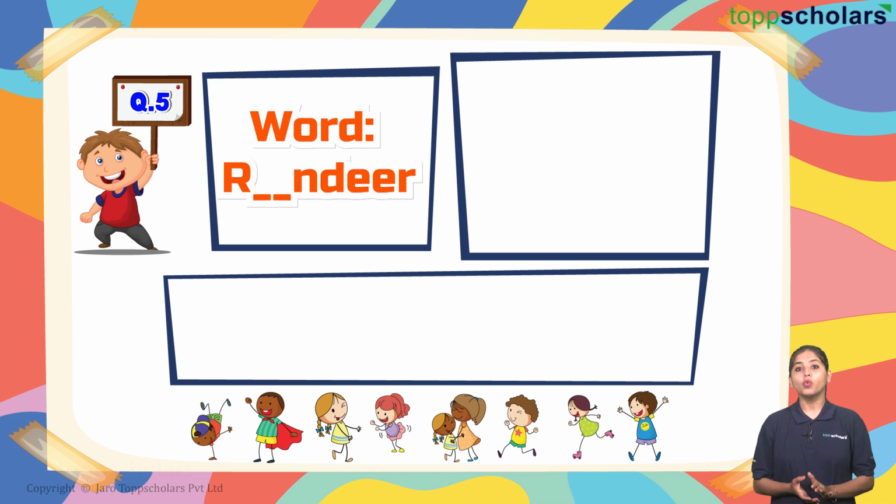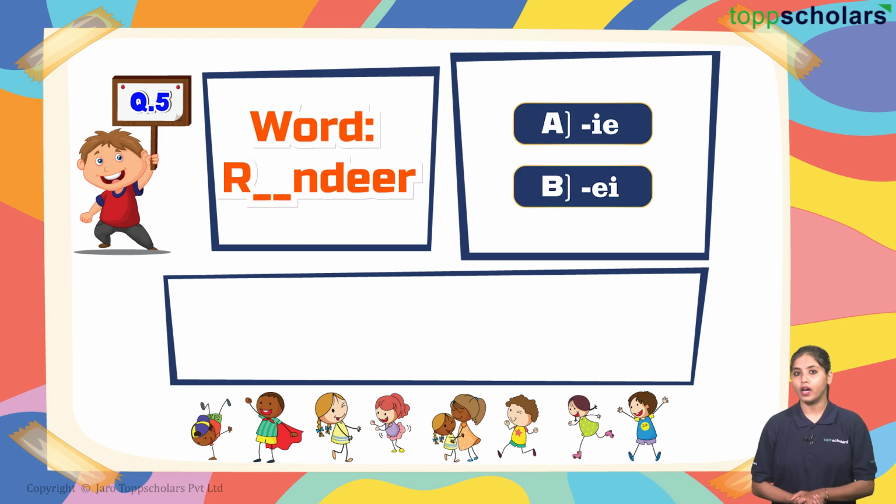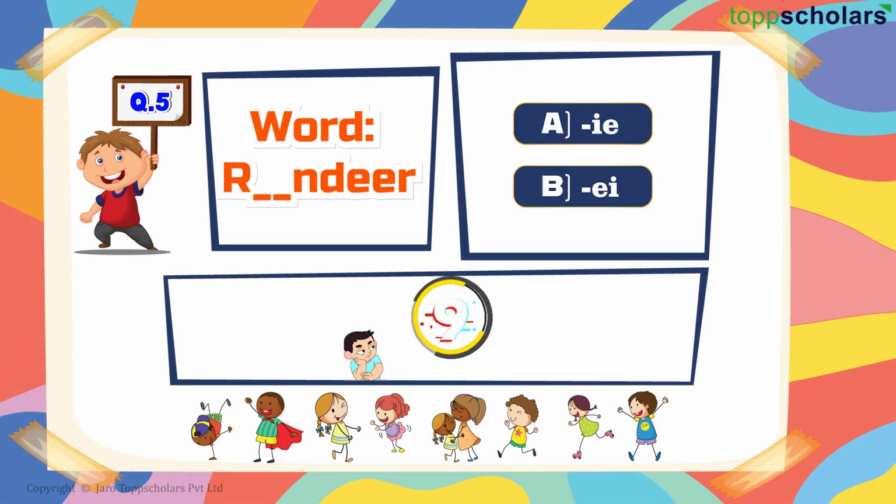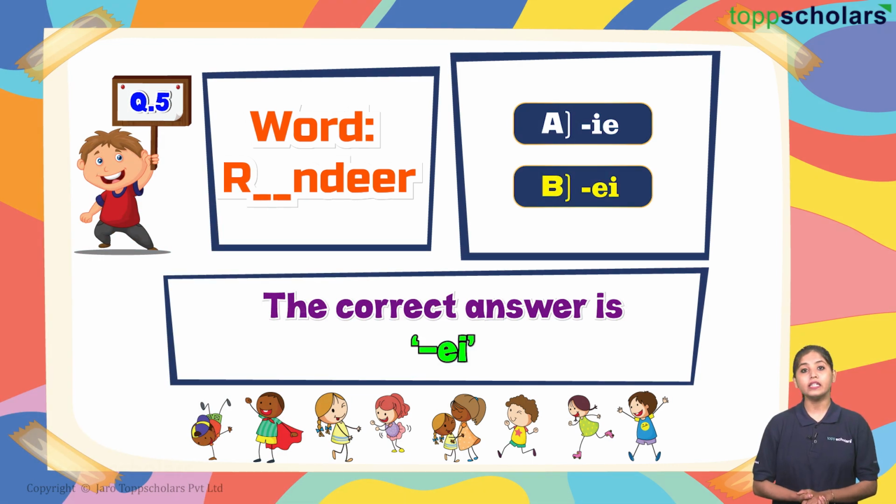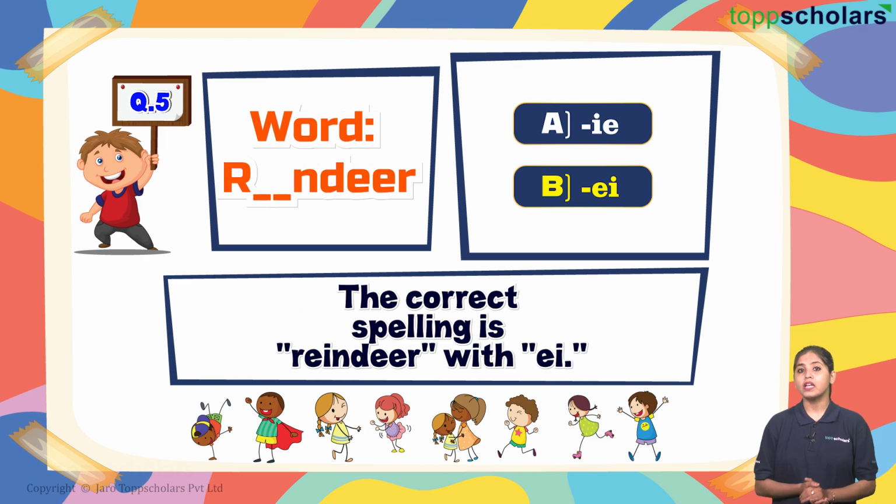Number 5, word R-NDEER. The options are IE or EI. The correct answer is adding EI. The correct spelling is reindeer with EI.